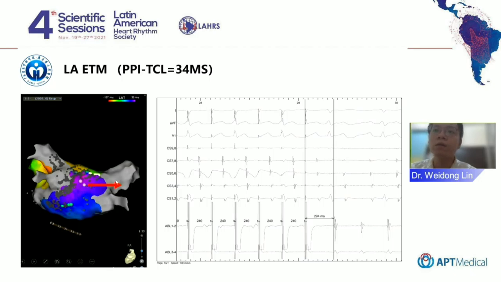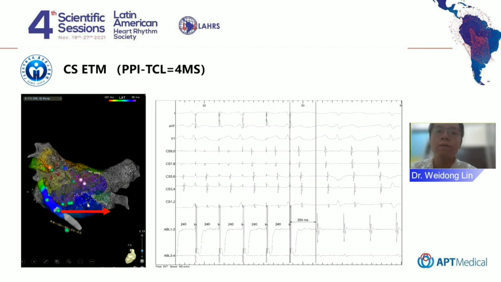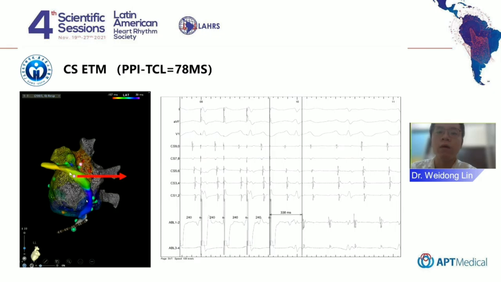So we can also do the pacing in the coronary sinus in the epicardial mapping. We can see the result here at the proximal coronary sinus is very good, about 4 milliseconds. However, in the distal, around the GCV, the proximal GCV, we can see that the result is not good, about 75 milliseconds.